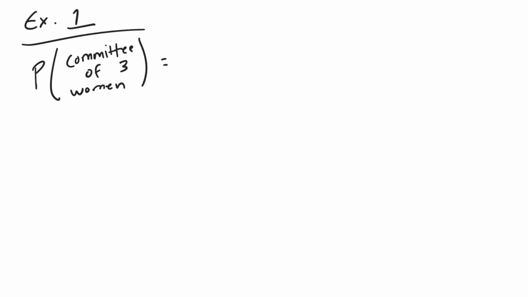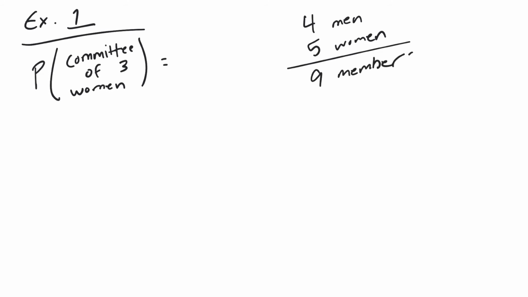Basically the problem for example 1 is talking about a club that has 4 men and 5 women in it. So 4 men, 5 women, and we'll need, in just a second, that's a total number of 9 members. So I'm just going to jot that down so it'll be right there in front of us. And I want to know the probability that if I pick a 3-member committee, that committee will consist of all women.